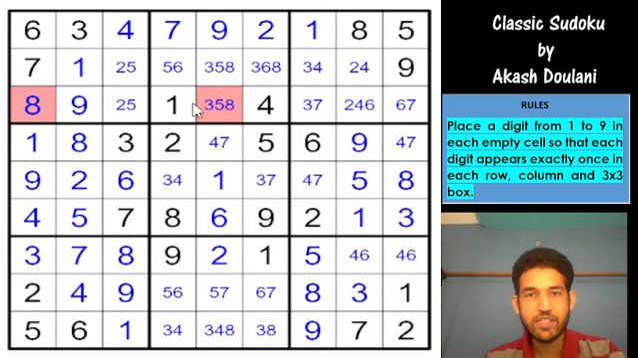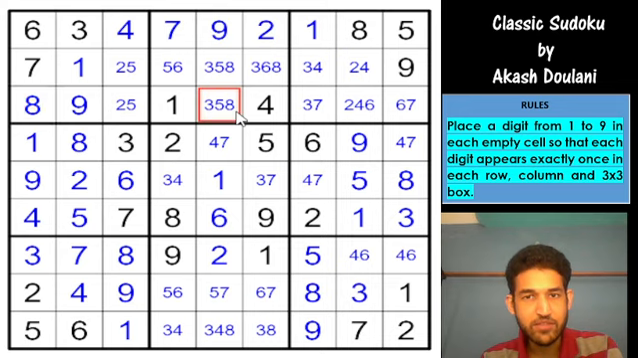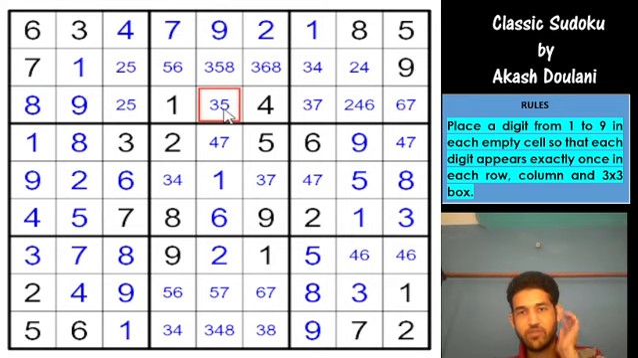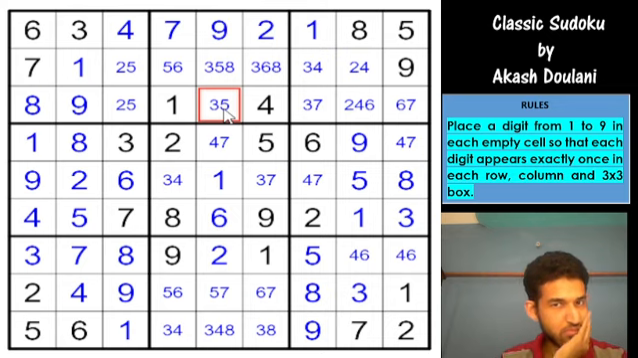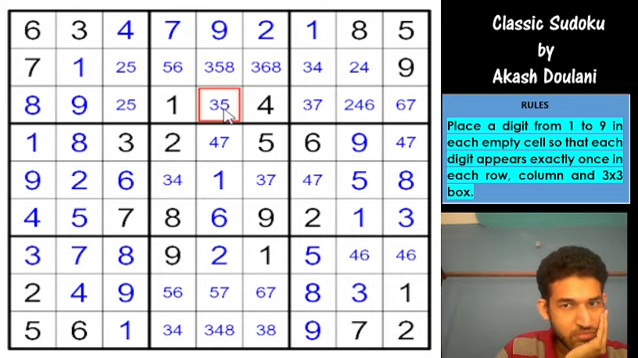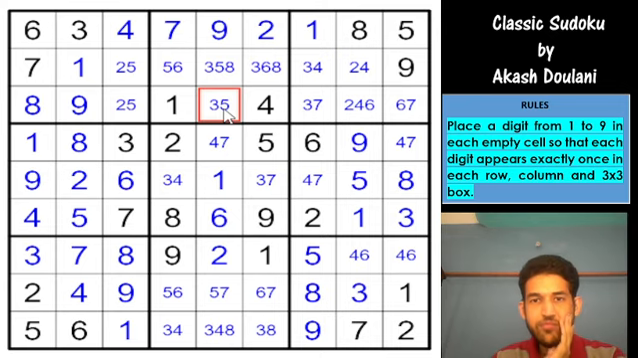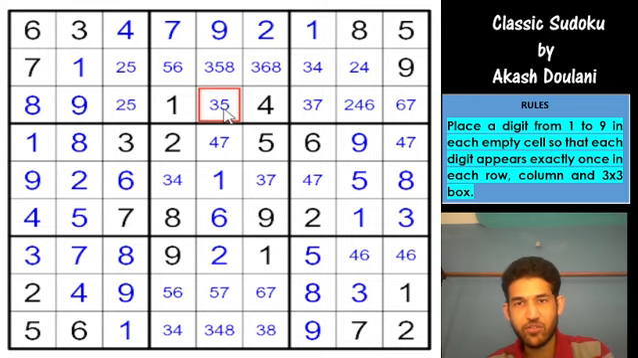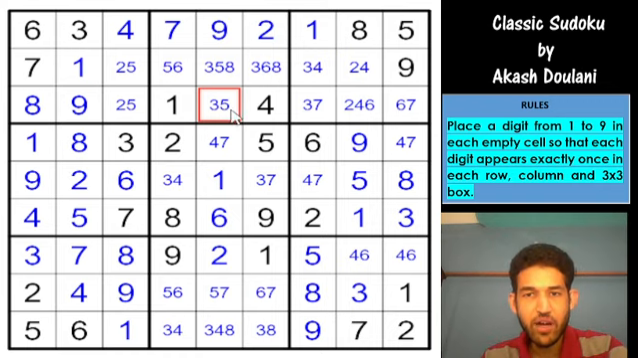Okay, 8 is here, so that's not 8, right? Oops, too many colors. Let me remove the colors. So this is not an 8, so this is 3 5. A really tricky Sudoku, guys. No wonder people found this hard to solve logically.